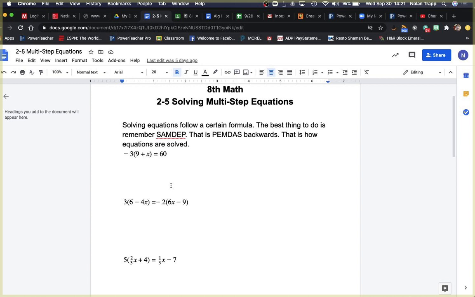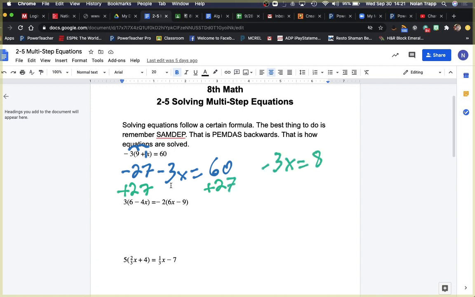So the new thing you need to realize is there's this thing called distribution. It's where I take this number in front and I can multiply everything on the inside by it. So that's like positive 1. Positive 1 times negative 3 would be a negative 3x equals 60. And then I add 27, add 27. I get negative 3x equals 87. Divide by negative 3, divide by negative 3, I get an answer of x equals negative 29.